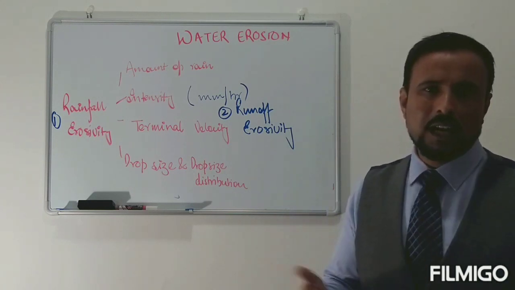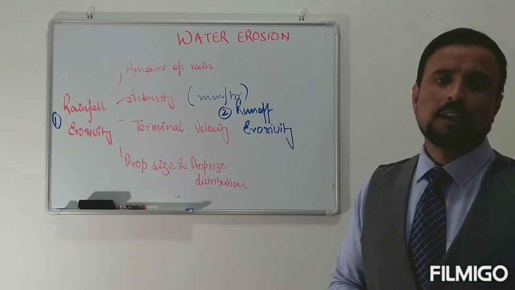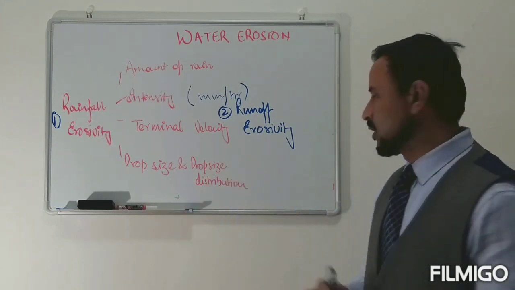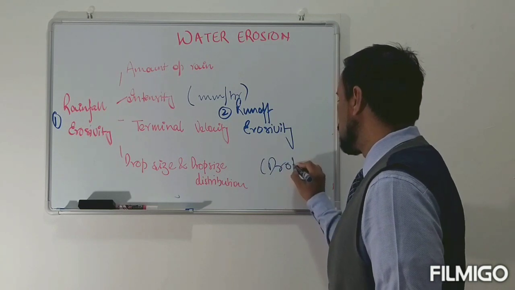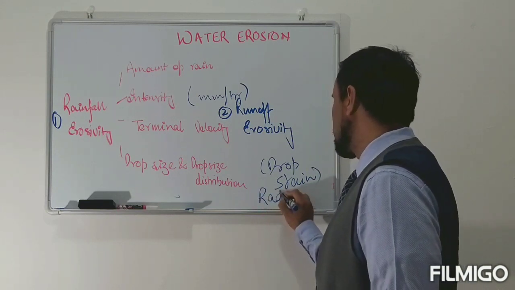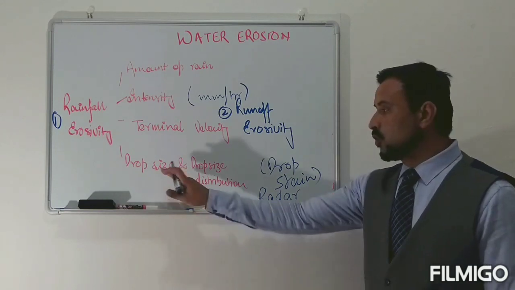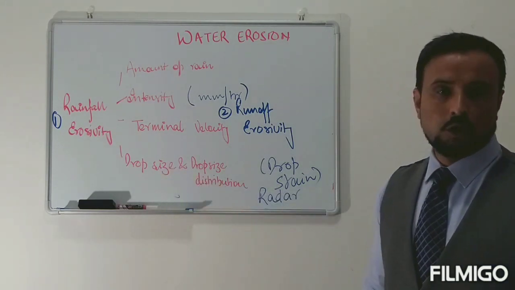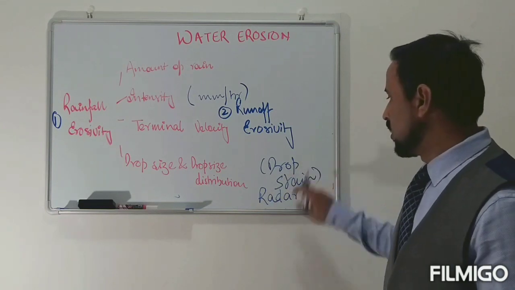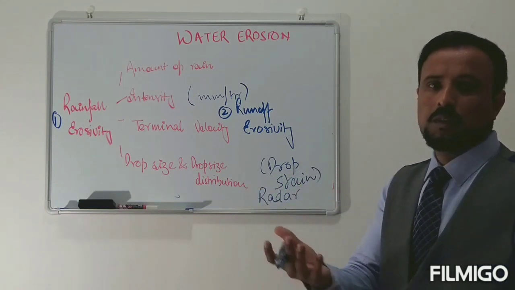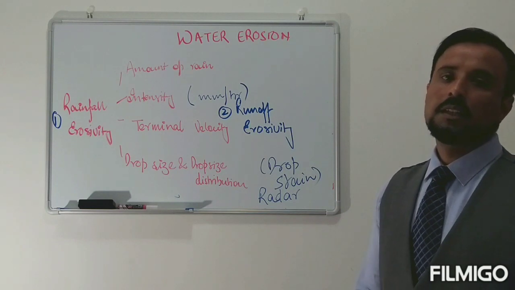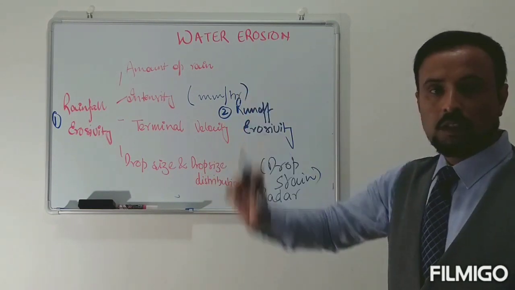There are certain radar and other techniques, like absorbent papers used with water soluble dyes. This is called the drop stain technique. Then radar techniques and imaging techniques can also be used to measure the drop size and drop size distribution, right? When a droplet hits these drop stains, there is water absorbing paper and water soluble dye. When it hits, the dye spreads, right? It can be measured, and it can give you an idea about the particular drop size distribution.